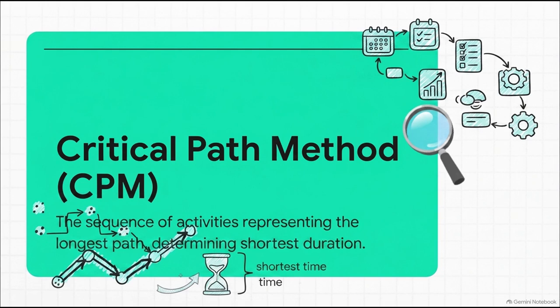Another heavy hitter in this domain is the critical path method, or CPM. Now, this concept trips a lot of people up because it sounds a bit contradictory. The critical path is the sequence of activities representing the longest path through a project. But mathematically, this longest path determines the absolute shortest possible time you can complete the project. You literally cannot finish any faster than your critical path allows.